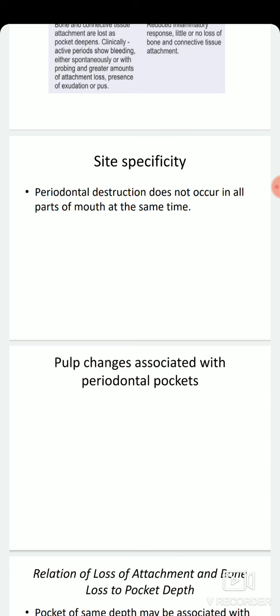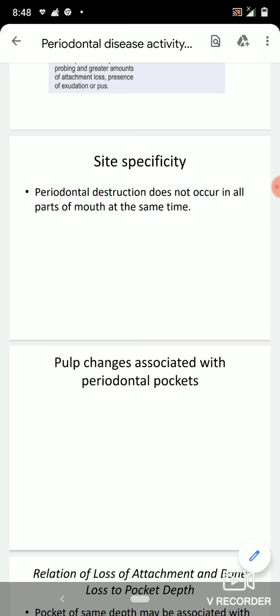One more important aspect you need to understand in periodontal disease activity is site specificity, because the periodontal destruction does not occur in all parts of the mouth at the same time. That signifies that it has a specificity of the area which is involved. Periodontal destruction does not occur in all parts of the mouth at the same time. As it occurs on a few teeth, active or inactive, it is termed site specificity of periodontal disease.